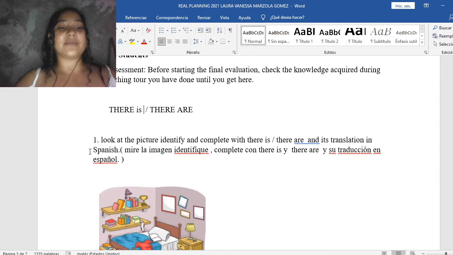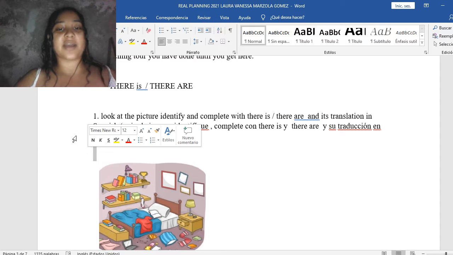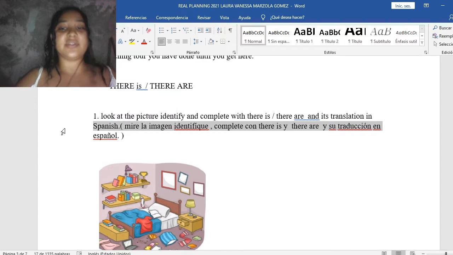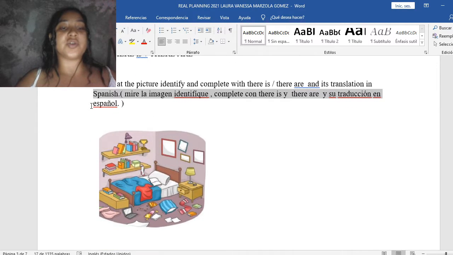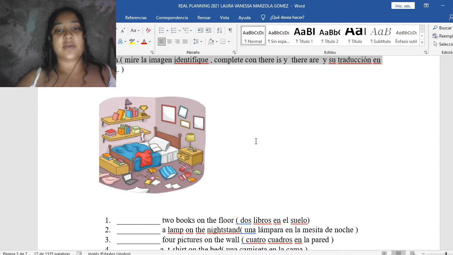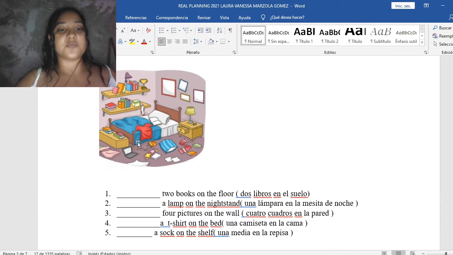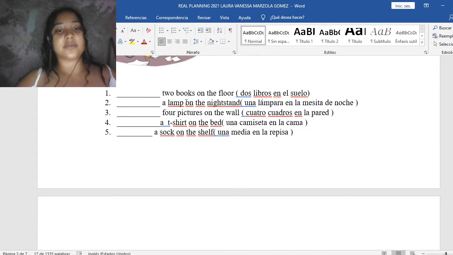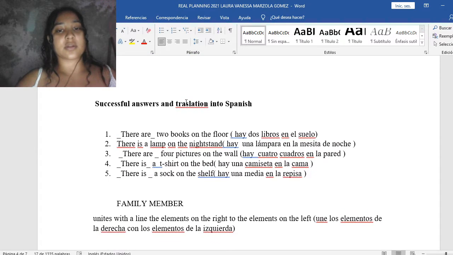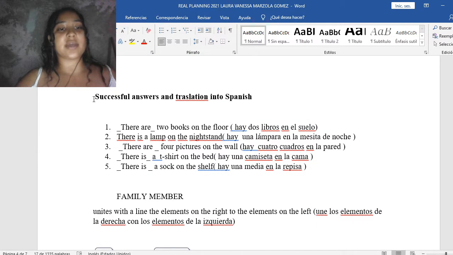First, look at the picture, identify and complete with "there is" or "there are," and its translation in Spanish. This way, the student learns new vocabulary when you put the instruction in Spanish and in English. The student has to do this picture and classify where there is and where there are. In this part is the successful answer with translation to Spanish.